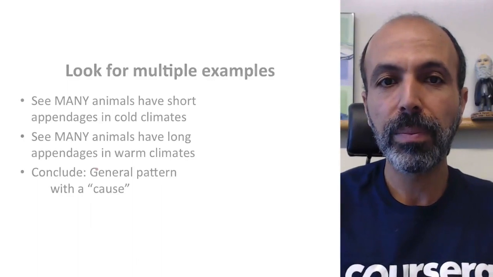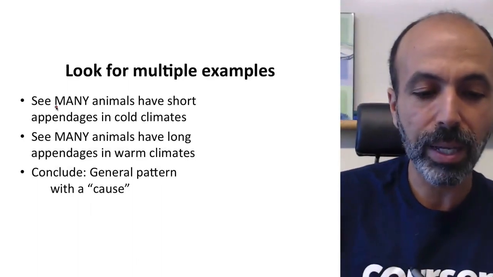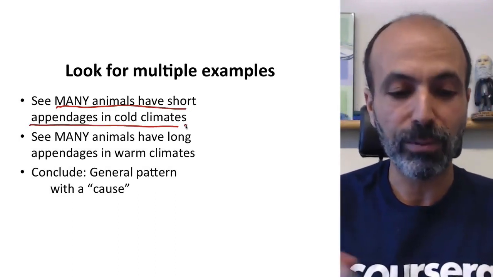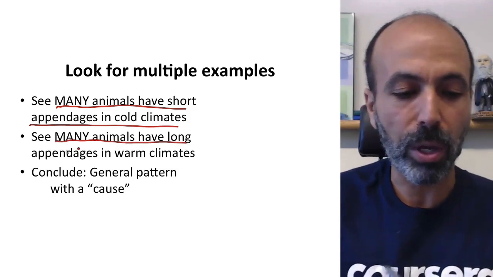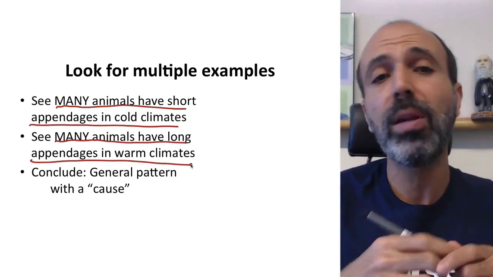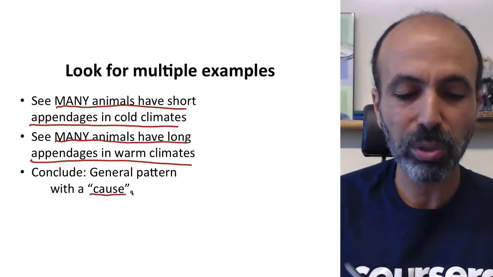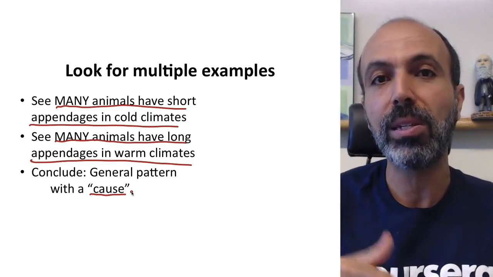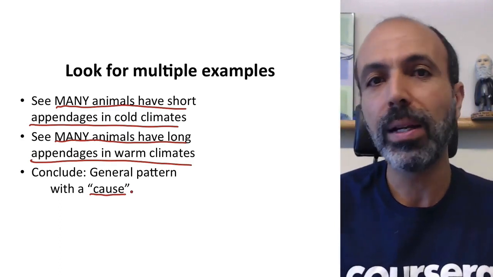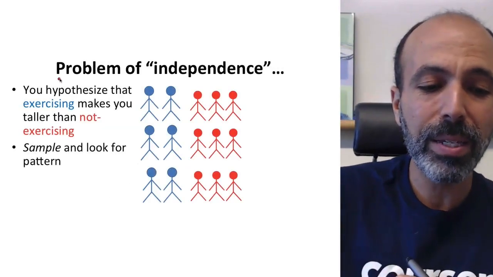Well, the most basic thing people would do is look for multiple examples. If you tend to see a lot of animals have short appendages in cold climates, you'd say, oh, okay, this fits the pattern. And you see many animals have long appendages in warm climates, again, fits the pattern. So you'd have a seemingly general pattern, and you would have some potential underlying cause that you're interpreting in this case to be climate and temperature in the climate. But there's a problem. And that problem is the problem of independence.